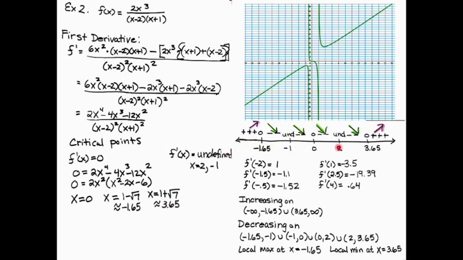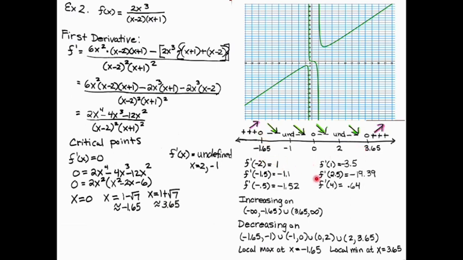So here's how I broke up my sign chart. I went from the smallest critical value to the biggest critical value, and above each one, I labeled what that was. At negative 1.65, the derivative is 0. At negative 1, the derivative is undefined. This is important to label. It doesn't matter how you label it, but make sure you label it somehow so you know what these values represent. That's going to help you determine where your local maxes and mins are.